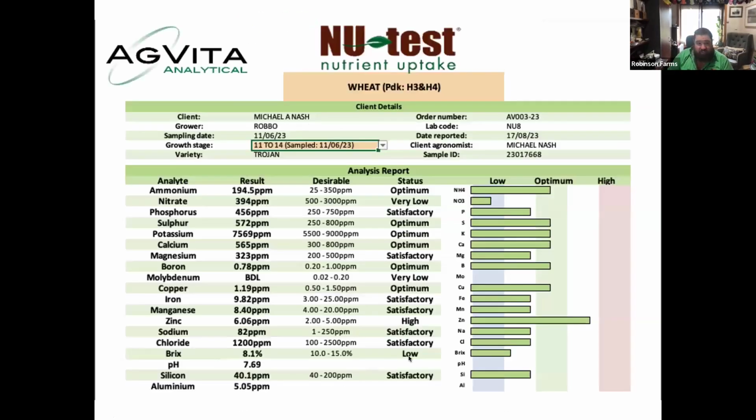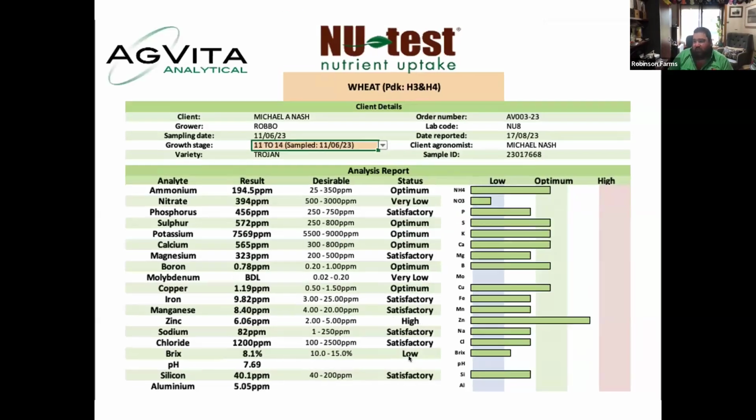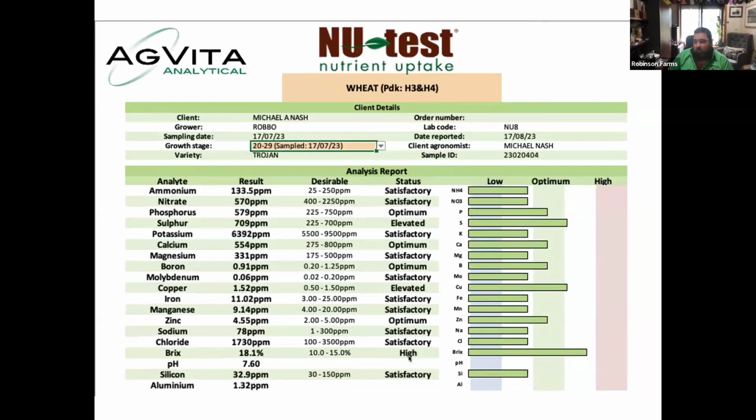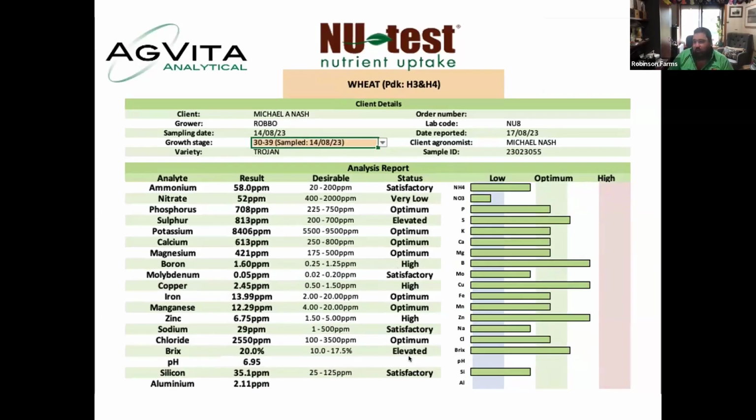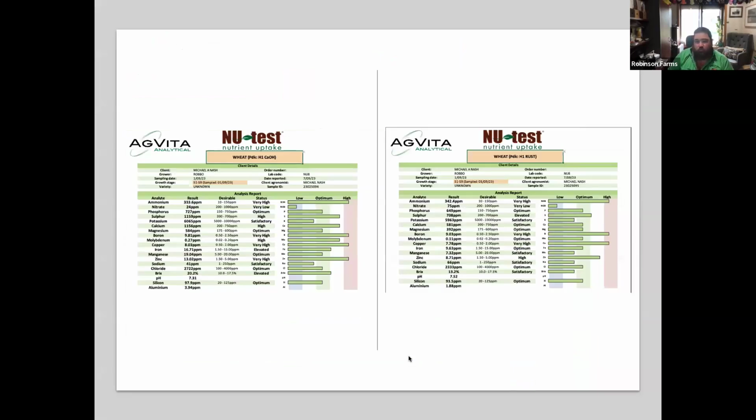This is what an Ag Vita test looks like as well, from Tasmania. I'm just going to run through these really quick. So what we ended up doing was we tested the same paddock throughout the growth stages. So that's growth stage 11 to 14, 20 to 29, 30 to 39, 51 to 59. And what I've got here in the next couple of slides is some good graphs about how we're tracking our nutrients.